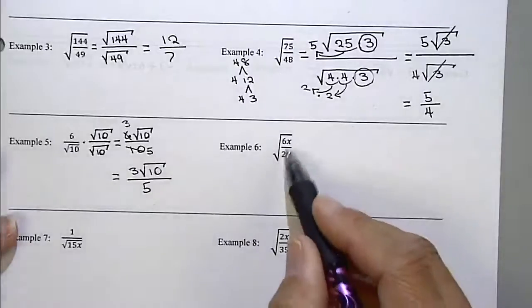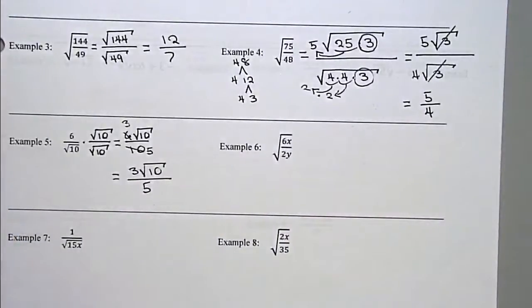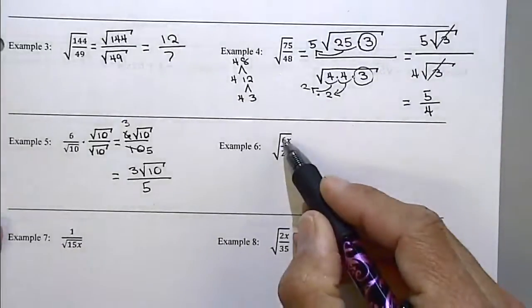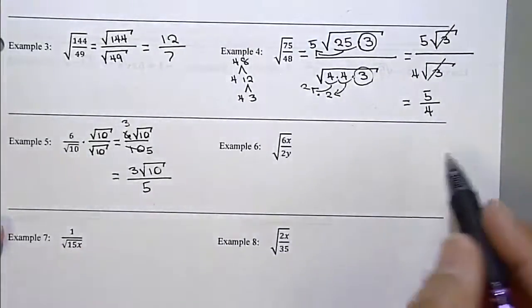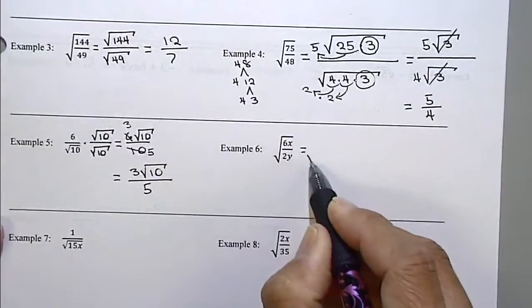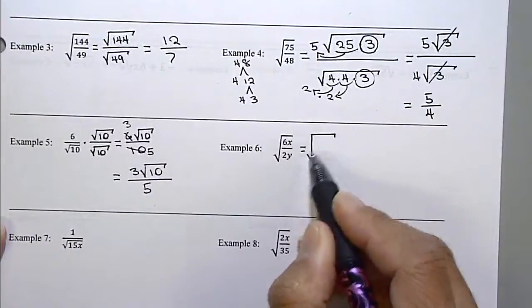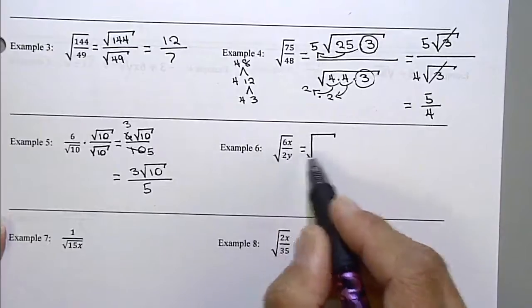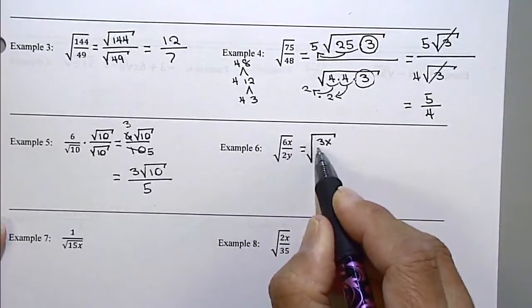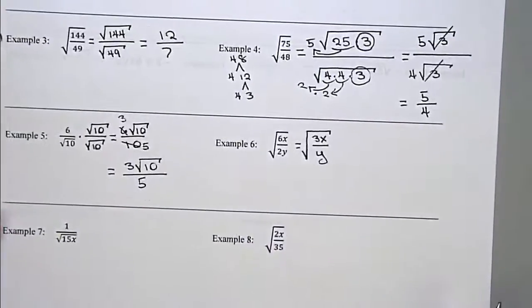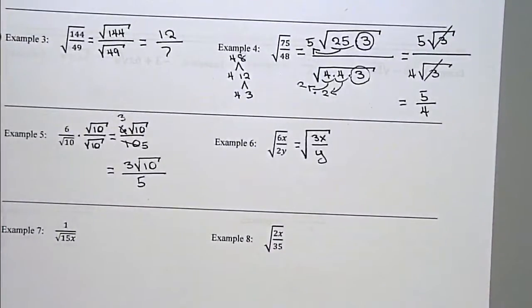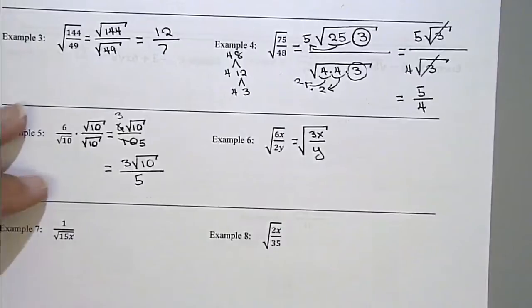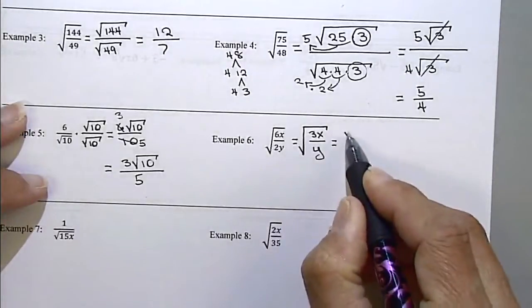This one, look, inside that radical, I could reduce it now. I could go ahead and reduce it before I split it out, and that might be kind of handy. So let's see if I can't take 6 and 2 and divide them. They both divide by 2, this really becomes 3x over y. Okay, simplify before you break it out if you can. Now, I'm going to split this into 2 radicals.